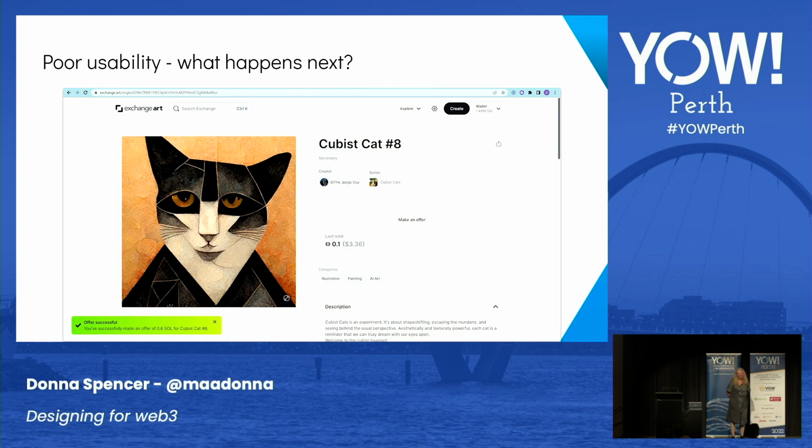Another really general example is this one, because it's a really cool cat, and it looks just like my daughter's cat, and I so want this piece of art. I put an offer in for this piece of art last week, and I still have no idea what happens next. I don't know when my offer might be accepted. I don't know if I didn't offer enough. This is an otherwise really quite good website.